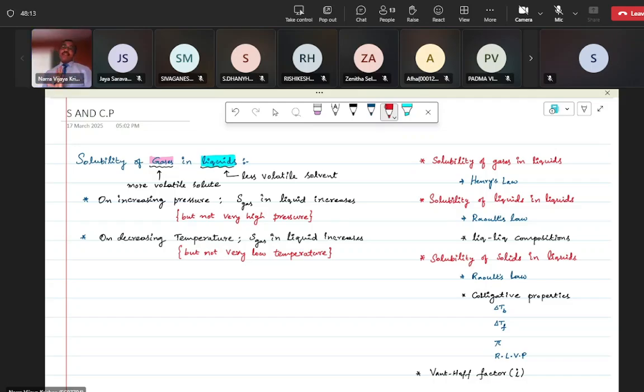Clear? Now, based upon these two statements, can I make one conclusion? You try to increase the solubility, but not very high solubility. Can I say that statement or not? I am increasing solubility, right? But I should not increase pressure much, and I should not decrease temperature much, which means I should not increase solubility much. Correct or not? Clear? Any questions in it? No. Leave that aside. Now I am taking the third condition.